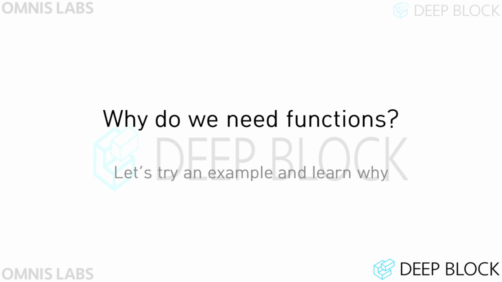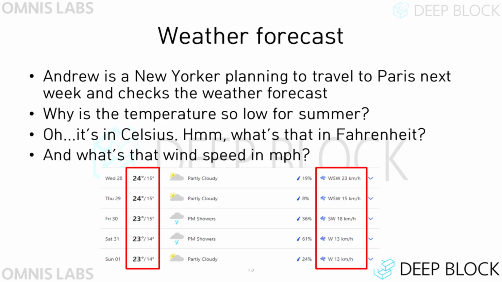There are many reasons to use functions, but let's look at an example to understand why we use functions. Andrew, who lives in New York, checks the weather forecast for a trip to Paris next week. But strangely, it seems that the temperature in Paris is too low for the summer. So Andrew tries to understand why the temperature is so low. Andrew discovers that the temperature is in Celsius, not Fahrenheit. Let's make a simple program for Andrew, an American who is familiar with Fahrenheit temperature. How should we convert Celsius to Fahrenheit?